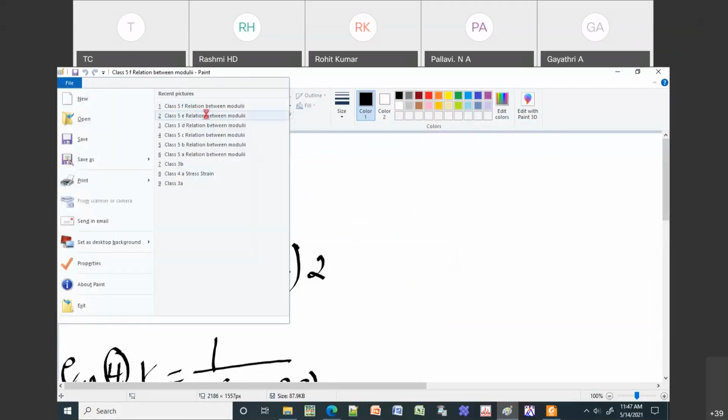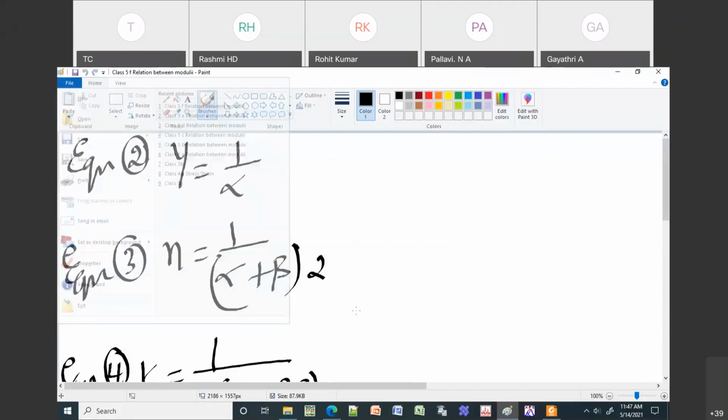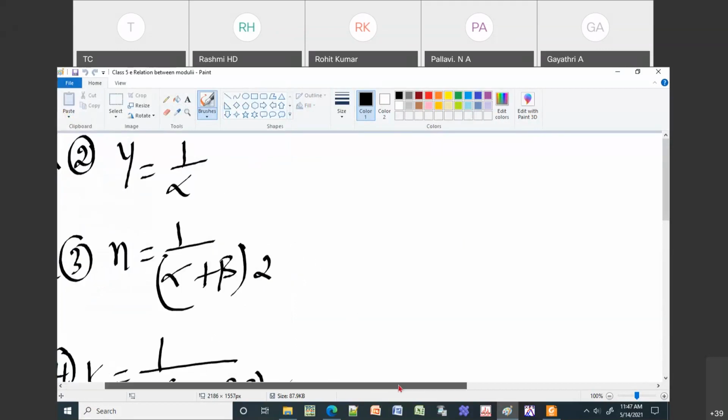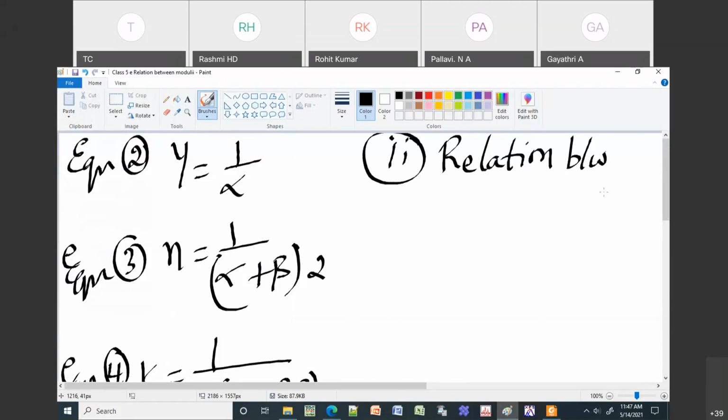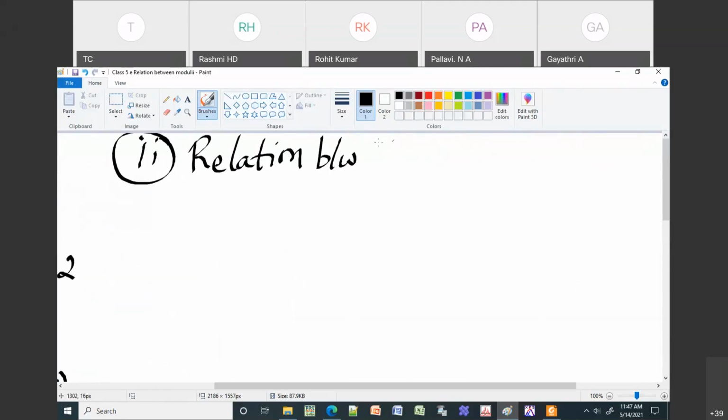So let me take the next one. In this case, again, I'm going to start with the same equations, equation 2 and 3. Then I will try to get the second relation. Initially we did it for y, n and k. Now we will do it for y, n and sigma. Sigma is your Poisson's ratio. So we will do it for y, n and sigma.